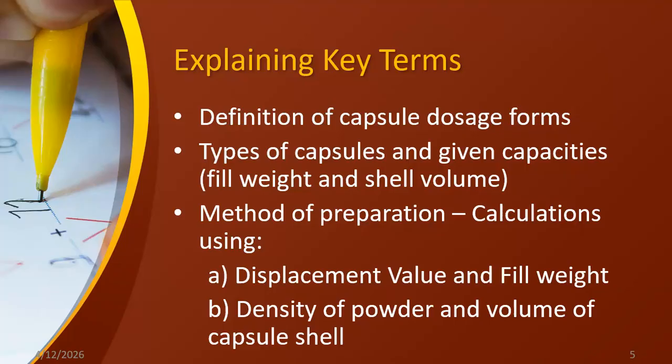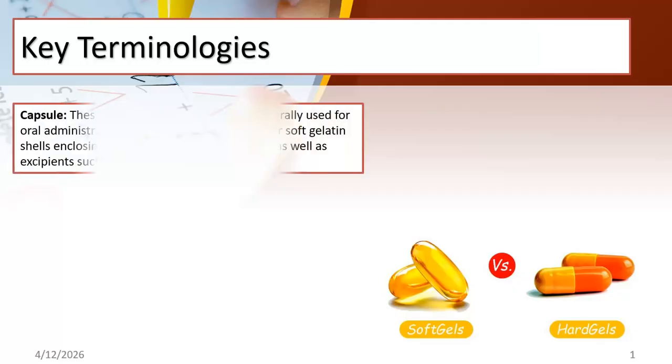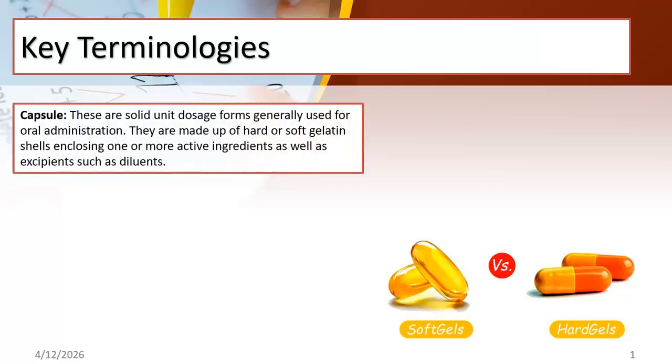Some key terms, and there are 2 main methods for calculating for capsules compounding on a small scale: the displacement information, or what we call the fill weight, and the density of the powder and the volume of the shell. So those 2 scenarios can play out with your calculations.